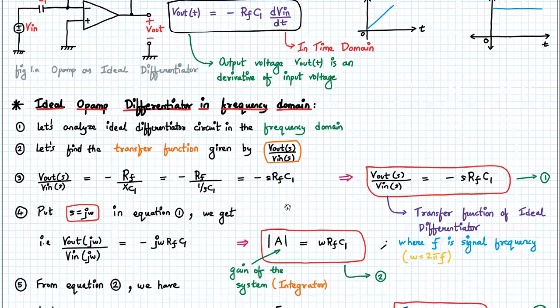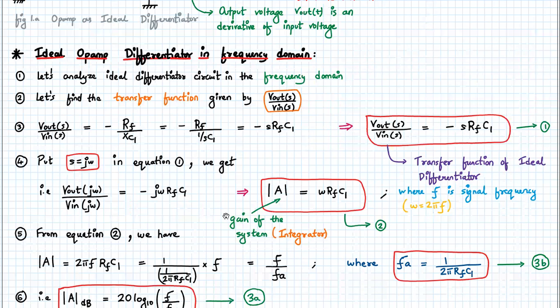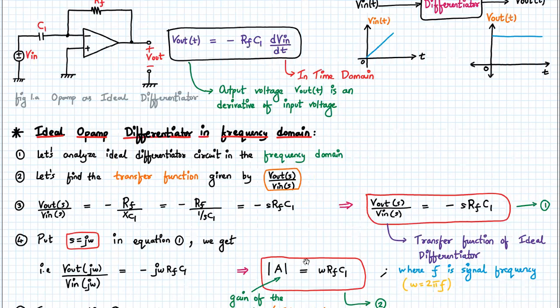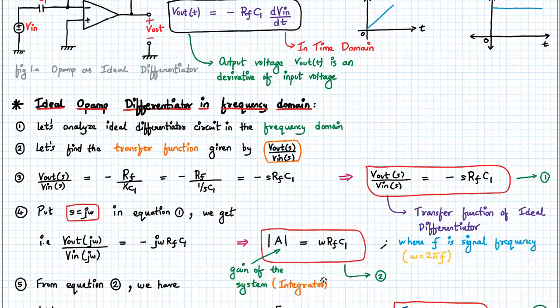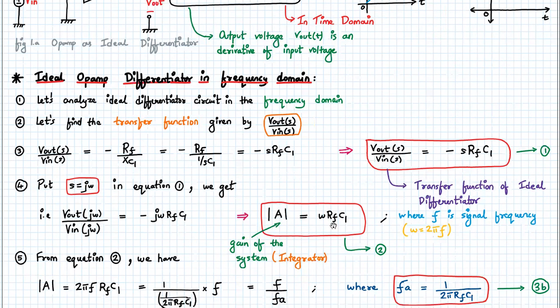Now we substitute S equal to j omega in equation number 1. We will get V out of j omega divided by V in of j omega equal to minus j omega Rf into C1. Now if I want to calculate the magnitude, the gain of the system for this circuit, it's a differentiator, by mistake I've written integrator. So the gain for the differentiator circuit will be omega Rf into C1, which is equation number 2.